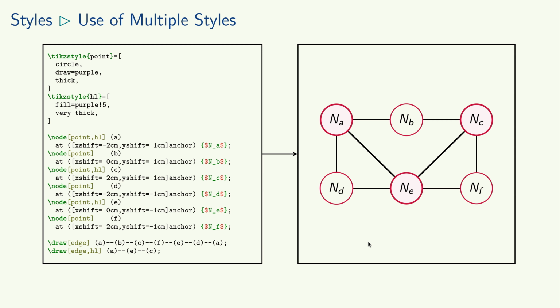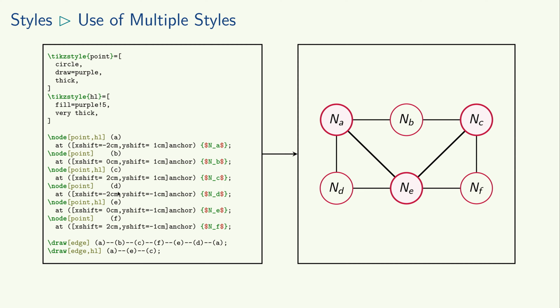We can also use multiple styles. Here we have a point that is a circle. The circle is drawn with a purple outline and it's thick. Then we have HL for highlight that fills it with a bit of purple, so this is 5% purple, and then it draws it with a very thick line. And this I can use for both my nodes and for my edges.